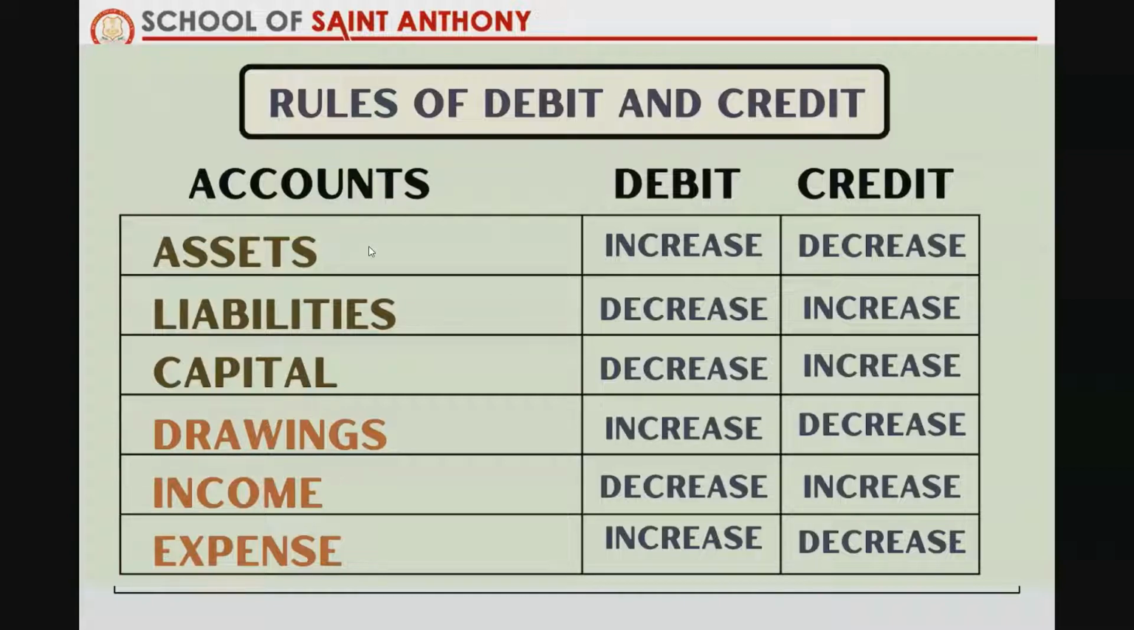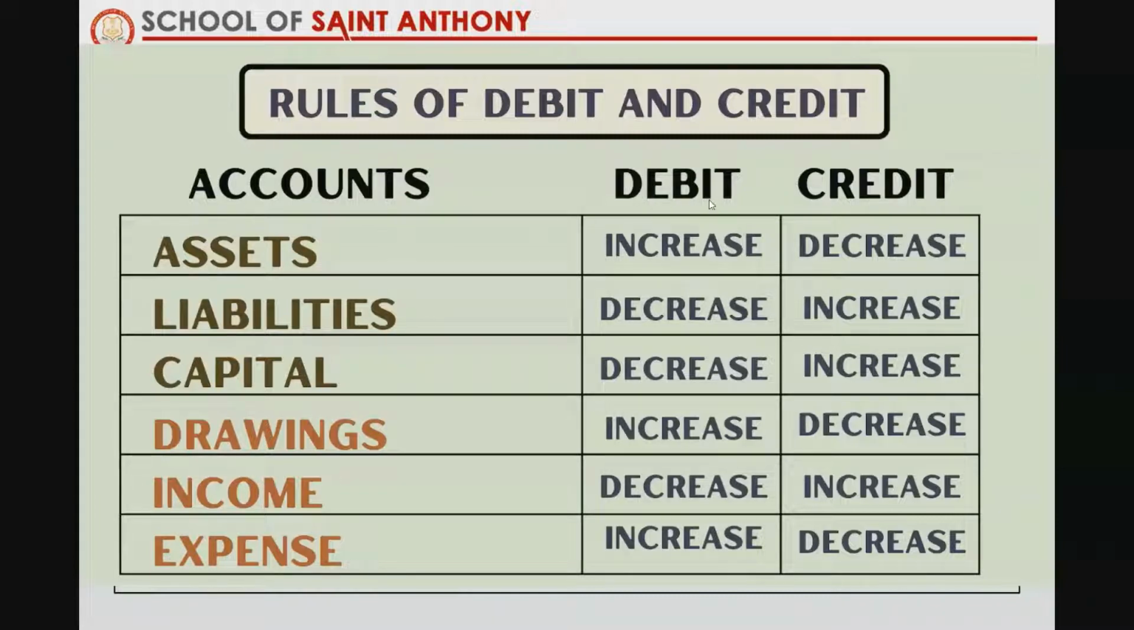As you can see here, assets, drawings, and expense, they all increase on the debit side. It is their normal balance. If someone asks you what's the normal balance of an account, meaning they're asking you, if the account increases, where do we put it? Debit or credit? So if you're going to be asked what's the normal balance of asset, the answer is debit. Why? Because it increases on the debit side.